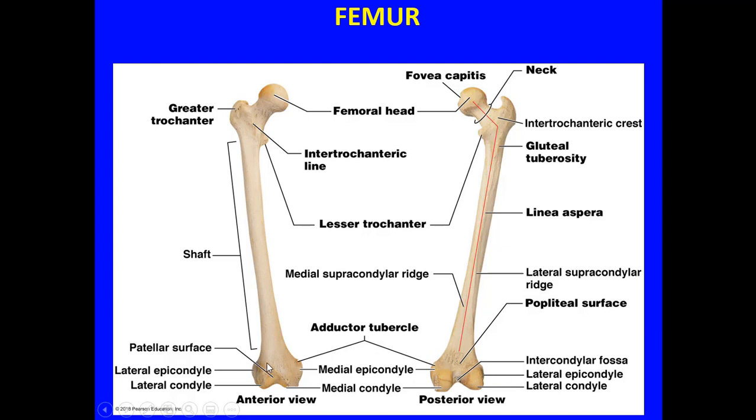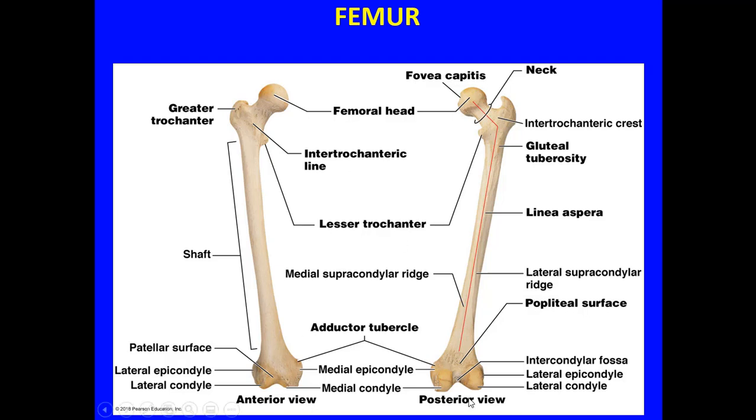If we look at it from an anterior view, you're going to see the adductor tubercle, the medial epicondyle, the medial condyle, the lateral condyle, and the lateral epicondyle. This is the patellar surface. That is where you are going to have the kneecap, the patella, attached, or located next to. Now, this is if we look anteriorly.